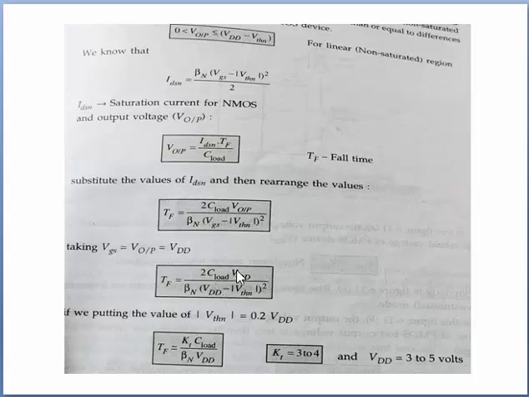Now we have to put VTHN, that is the threshold voltage of the NMOS device, equal to 0.2 times VDD. By putting these values, the fall time becomes approximately equal to KT times C load divided by beta n times VDD. KT is just an integer whose value varies from 3 to 4, whereas VDD is 3 to 5 volts. And that is the fall time estimation delay model in the switching characteristics delay model.